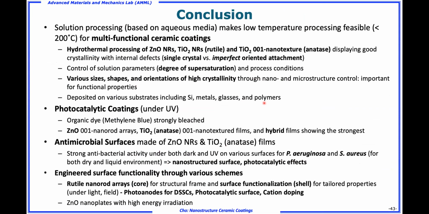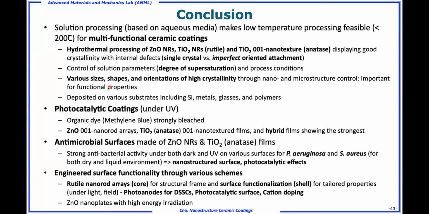Okay, this is the summary slide. I showed examples of the hydrothermally processed zinc oxide nanorod, titania nanorod with the rutile phase, and the nanotextured anatase structure. I also talked about the single crystalline case for zinc oxide, while the titania case formed through imperfect oriented attachment. By controlling the processing conditions, we can adjust the shape, size, and orientation so that the property can be adjusted.